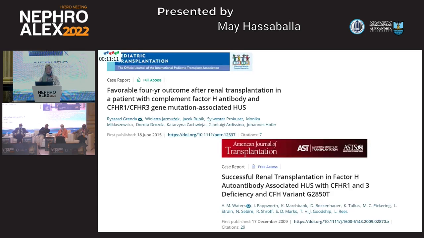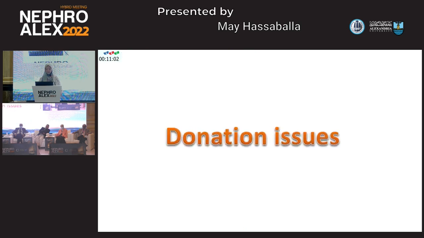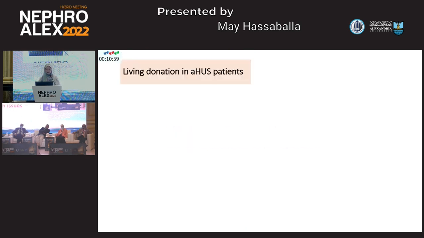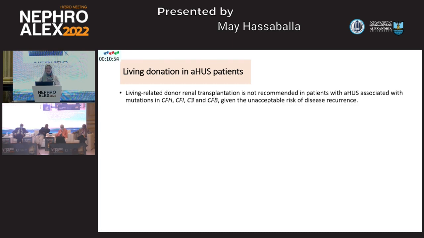And we have other studies indicating that even in cadaveric transplantations, there have been successful transplantations without eculizumab, but again, the follow-up was not long enough. So about the donation issues, I'd like to mention, what about living donation in atypical HUS? Living-related donor renal transplantation is not recommended in patients with atypical HUS associated with mutations for complement factor H, C3, or complement factor B, given the unacceptable risk of disease recurrence. However, you can take this case by case, according to each patient.